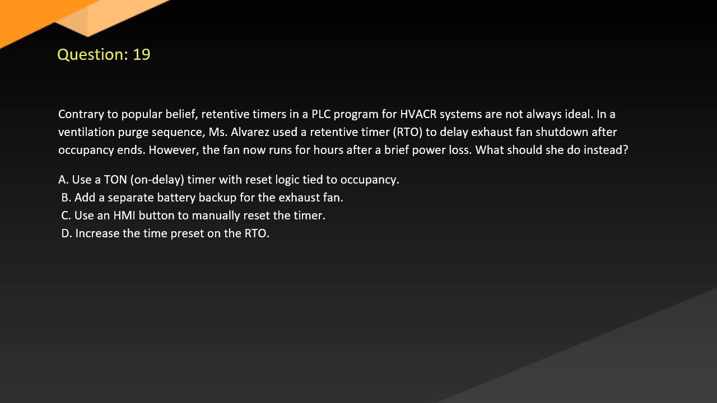A. Use the TON (timer on-delay) with reset logic tied to occupancy. B. A separate battery backup for the exhaust fan. C. Use an HMI button to manually reset the timer. D. Increase the time preset on the RTO.